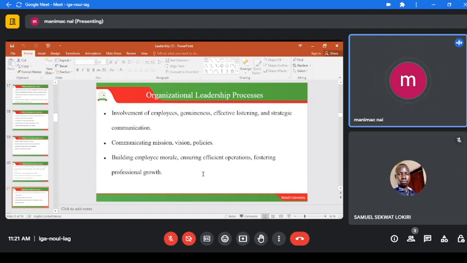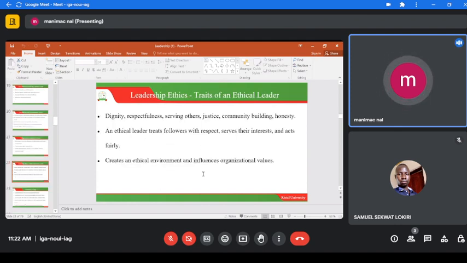Number two, you must also have communicating mission, because communication is very important in a working environment. So you must learn how to communicate with them in such a way that it will also help you to know the vision as well as the policies of the organization. So vision, mission, and the policies you must know to communicate them. Furthermore, you must build employees' morale, that is behavior, ensuring efficient operations, and also fostering professional growth in the working environment.